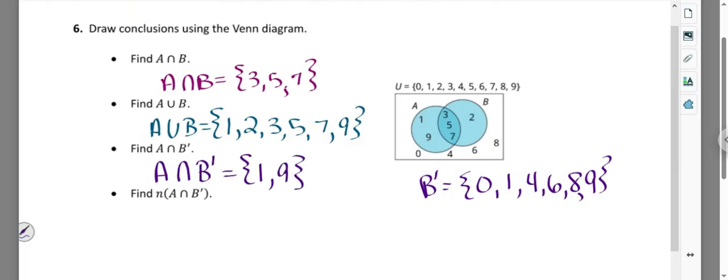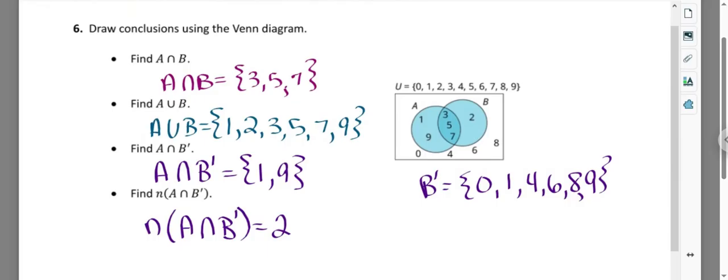So how many elements are in that set? 2. So again, that in front is really just asking how many elements are in the set. There's 2 of them. Okay, so 7 and 8 involve the actual number of items in the set. Not what they are, but how many. Okay.